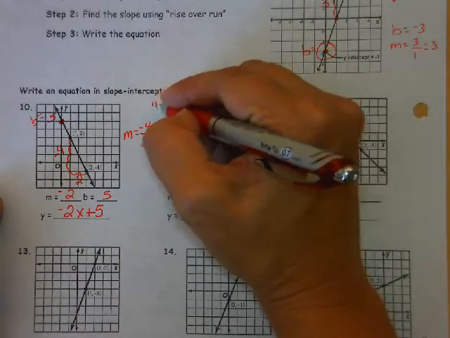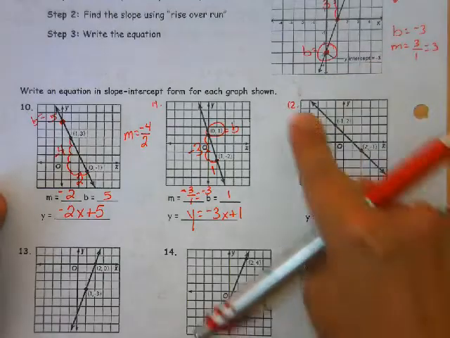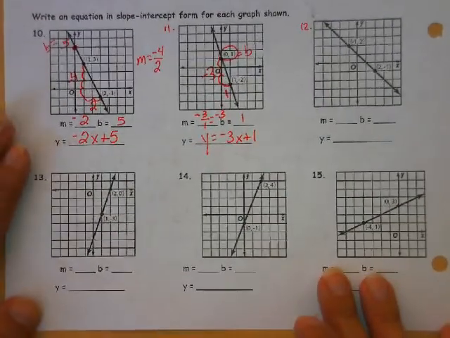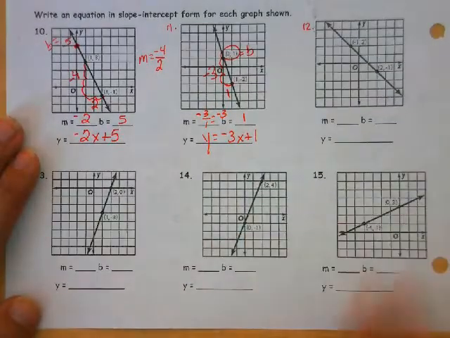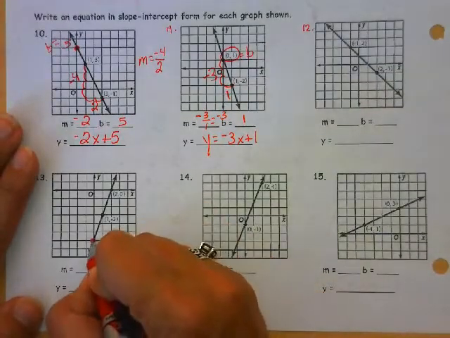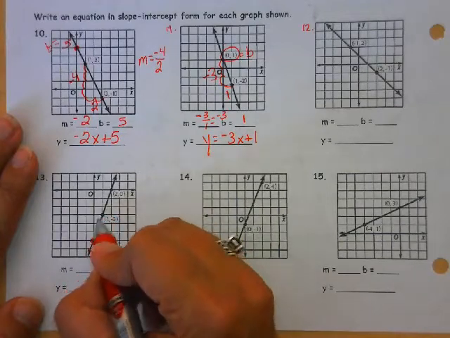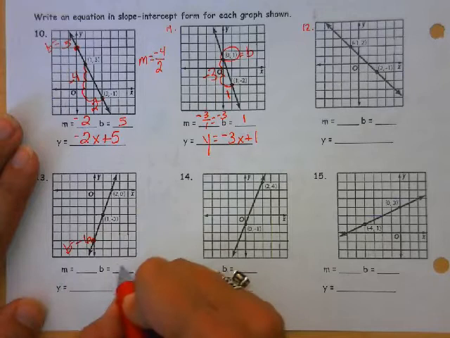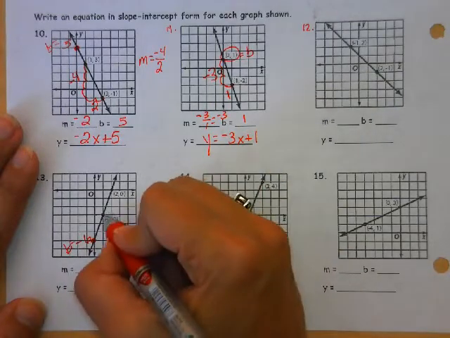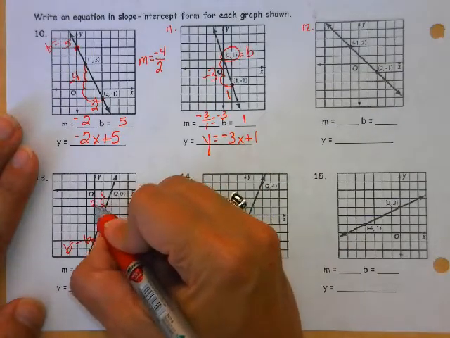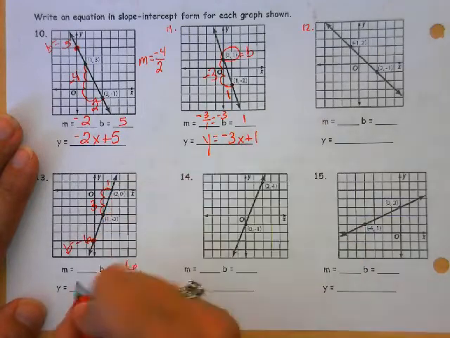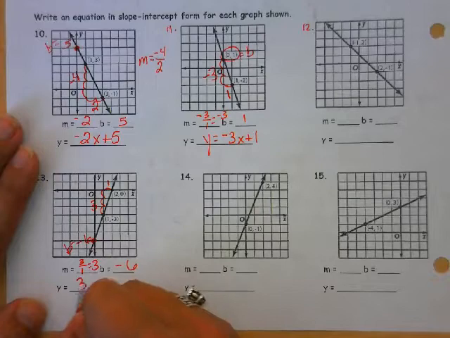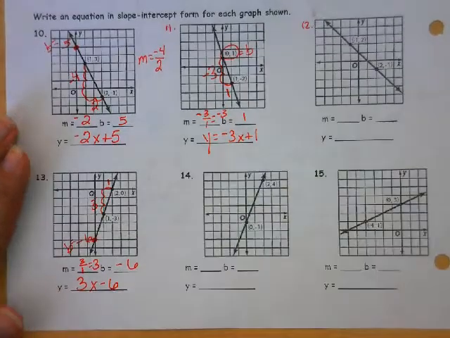The numbers got hidden. I'm going to let you try 12 because it's also a negative slope, but I want to show you one with a positive slope. So I'm going to go ahead and do 13, and you can do 12 and 14 and 15. This one has a b value way down here. 1, 2, 3, 4, 5. This is a -6 b value. This one is going up 1, 2, 3, and over 1. So rise 3, run 1, which simplifies to 3. So y equals 3x minus 6.